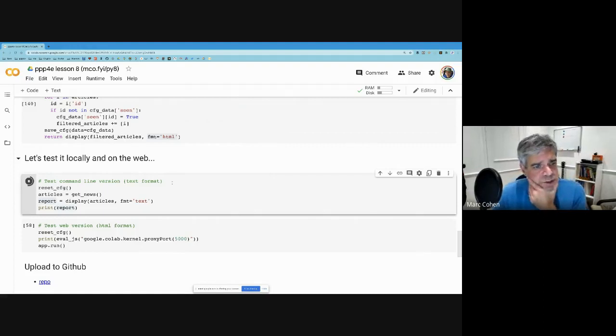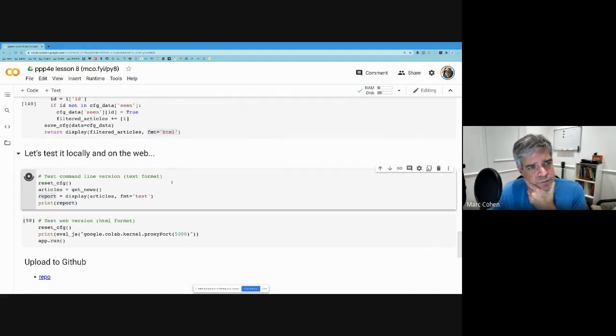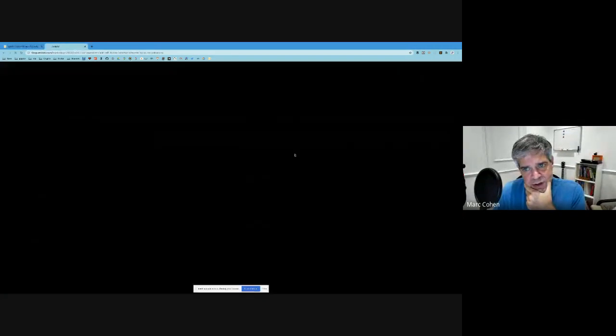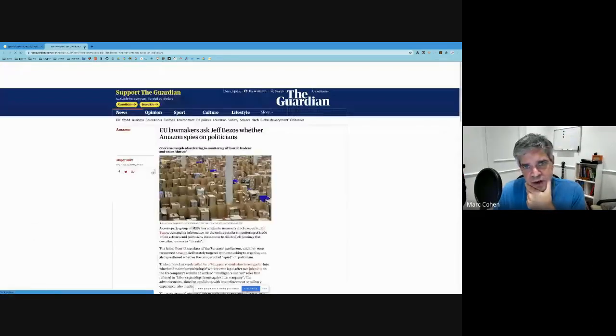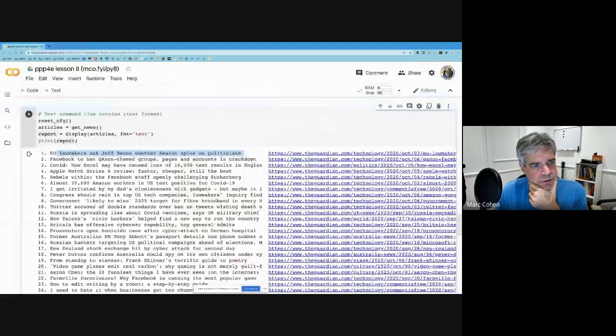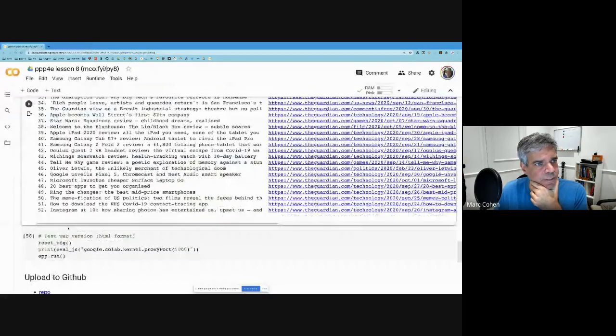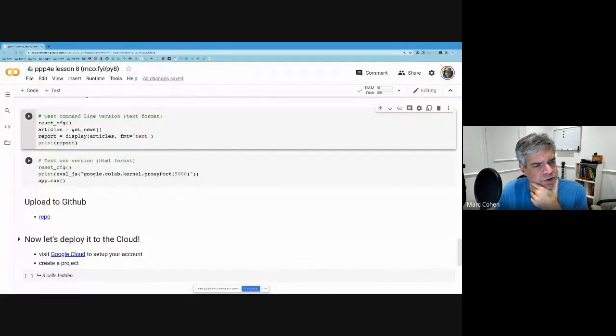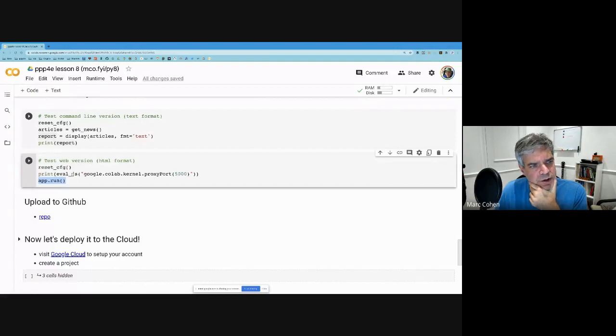So let's see if that works. And we get back what we expected, a numbered value for which story we found, the title, or the headline of the story, and then a link to the underlying website that has that story. So that looks like it's working nicely. We got 52 hits. Now let's try the web version. So we'll run this. What this is doing is calling this app run. There's a little bit of magic here because we're in a Colab notebook.